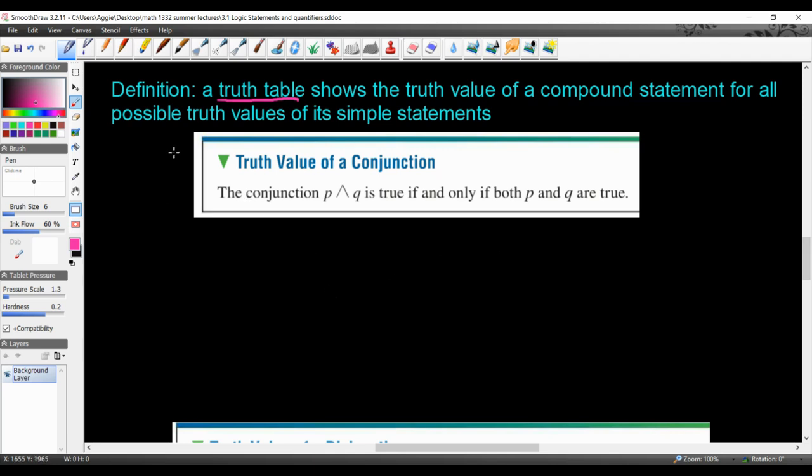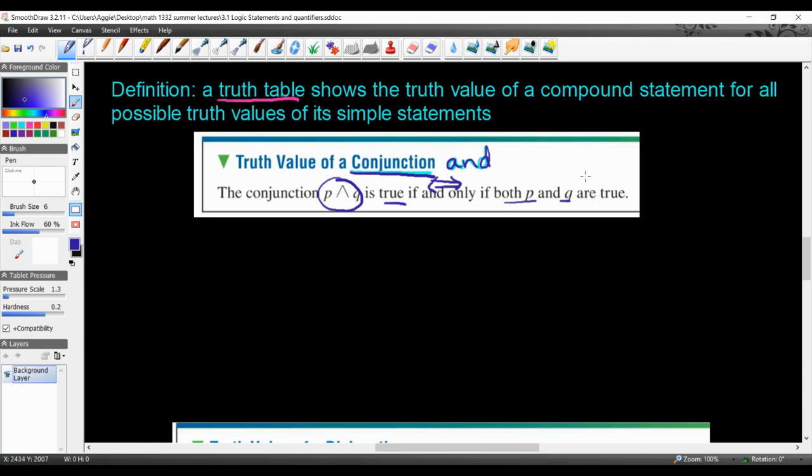We're going to start with the conjunction. Remember that the conjunction is the and statement. According to this definition, the conjunction, with this notation, is true if and only if, so that means it goes both ways, both P and Q are true. For this to be true, both statements have to be true.